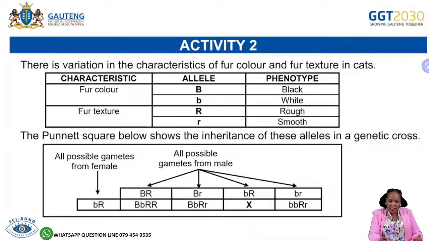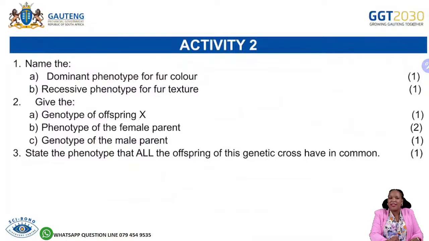Here is another activity that I would like for you to tackle as you work through your worksheet. Remember, you have the worksheet for today's presentation. Go through this activity, analyze your parents, analyze the types of alleles they have, homozygous, heterozygous, which one is recessive, which one is dominant, and then answer these questions so that you can test the skill that we've just learned in the previous activity. So please go do this activity.